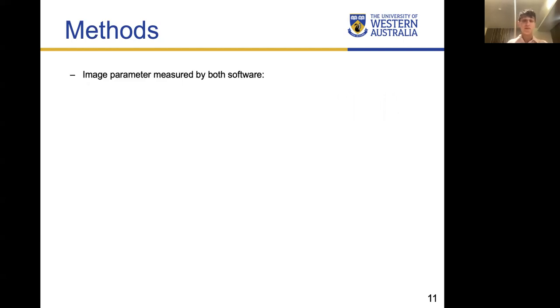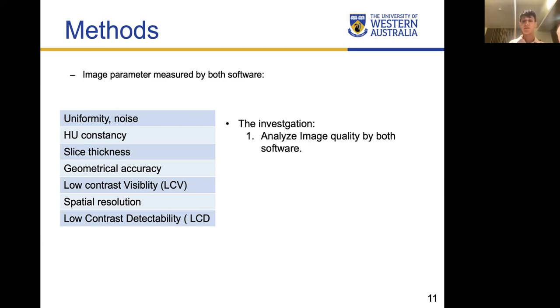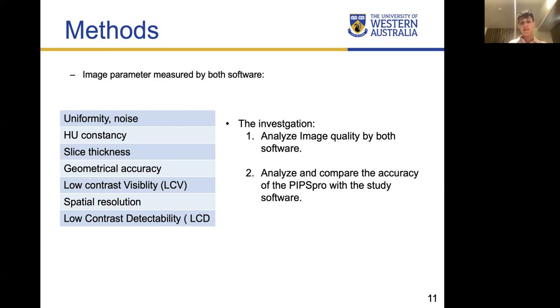The image parameters measured by both software are the uniformity and noise, Hounsfield unit consistency, slice thickness, geometrical accuracy, low contrast visibility, spatial resolution, and low contrast detectability. The investigation is in two parts. The first part is to analyze the image quality by both software. The second part is to analyze and compare the accuracy of BIPS Pro with the study software.